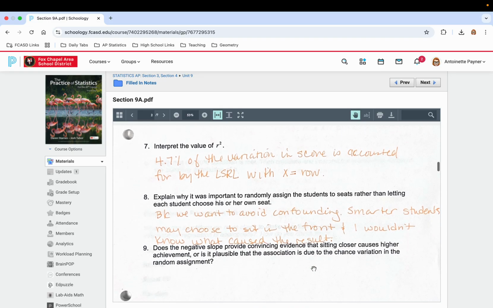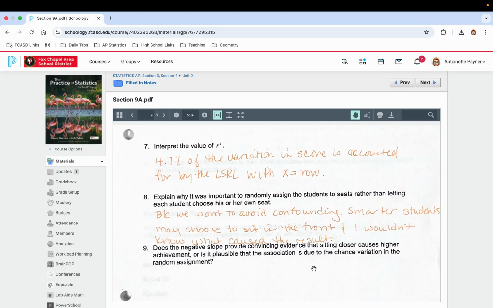Why was it important to randomly assign the students to seats rather than letting each student choose his or her own seat? We want to avoid confounding. Smarter students might choose to sit in the front, and I wouldn't know if what was causing the result was the row or the smarter student.